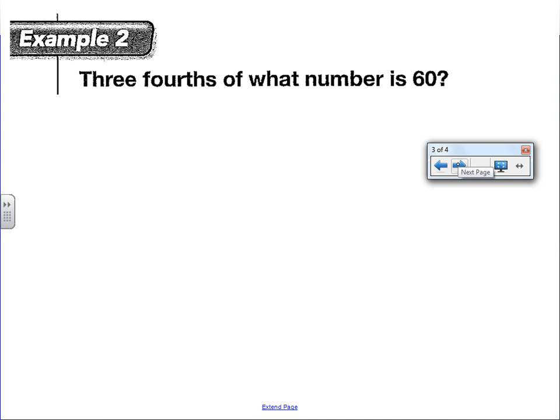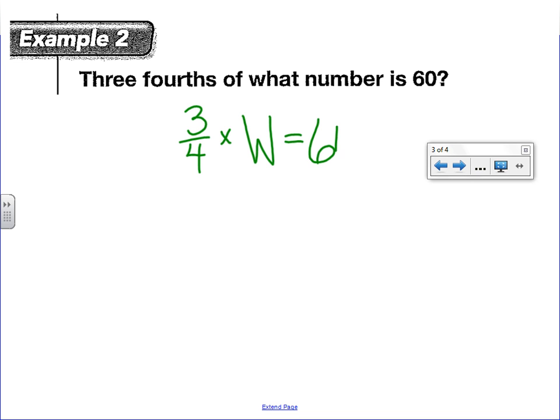3/4 of what number is 60? This time they give us the fraction. So I have 3/4, which I'm going to write as 3/4. Of means to multiply. What number? We don't know what number, so we put W, what number. Is means equals, and then we bring down that 60.